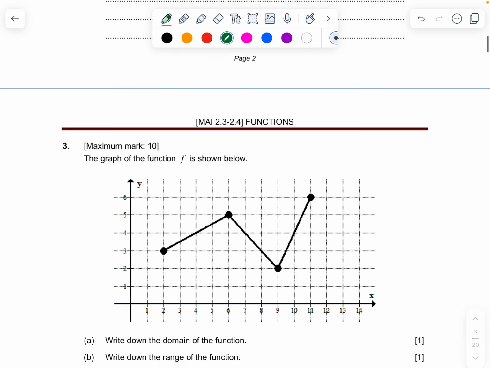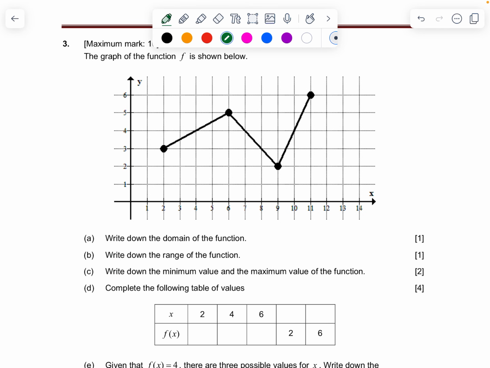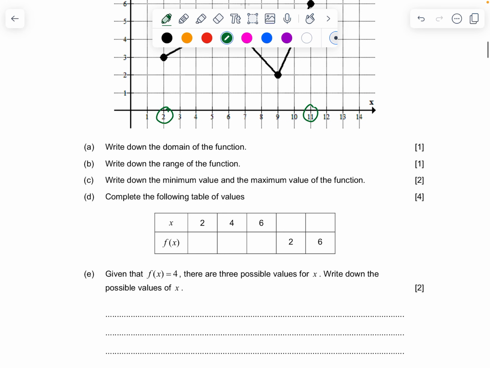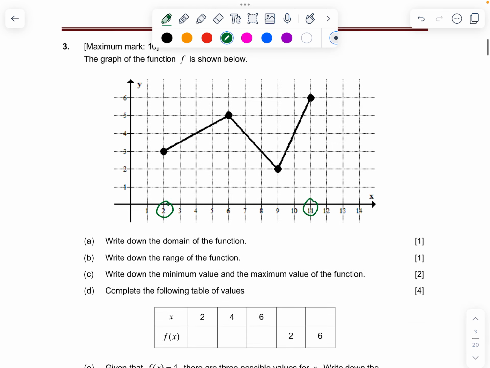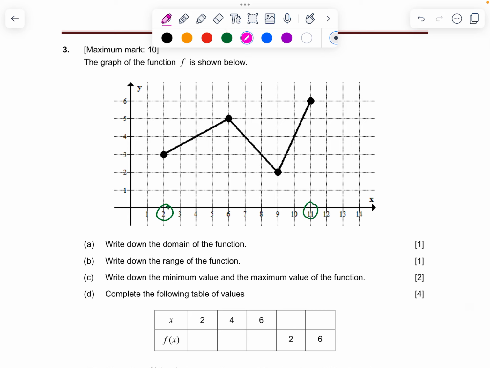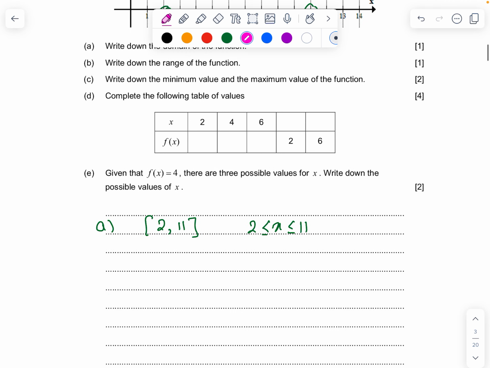Next, question number 3. The graph of the function f is shown below. Write down the domain. Domain means the x values. X values are starting from 2 to 11. So the domain is 2 comma 11, or x lies between 2 and 11. Write down the range. The minimum value is 2 and the maximum value is 6. So the range is 2 to 6, or else y lies between 2 and 6.